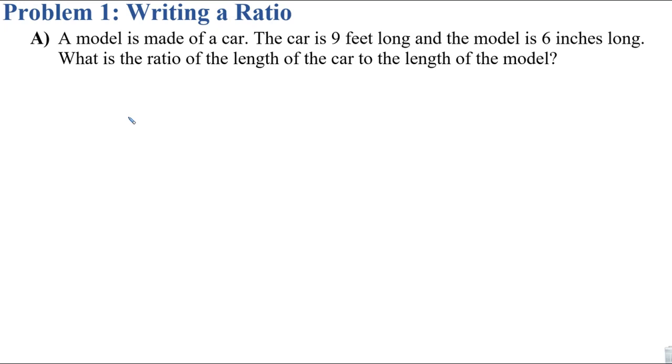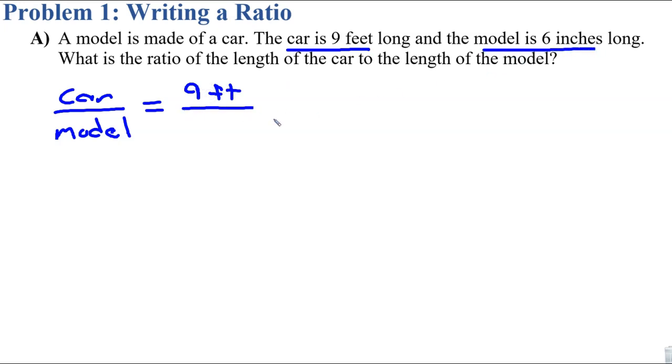Okay, so we have two geometric objects, a car, the actual car, and a model. And again, if we have a scale model, this is the idea of similarity. And what we want to do is we want to come up with a ratio that's going to help us compare the size of the car to the model. So I want to make a fraction with the car on top, model on bottom. Okay, just staying in the same order as it's given to me in the question, car to model. Okay, the length of the car is 9 feet. And the length of the model is 6 inches.